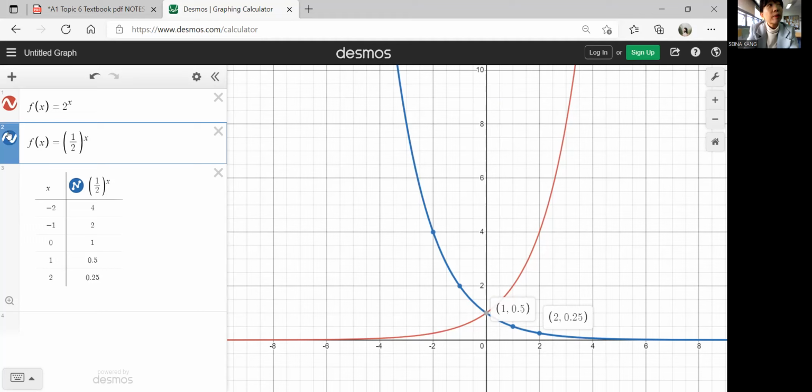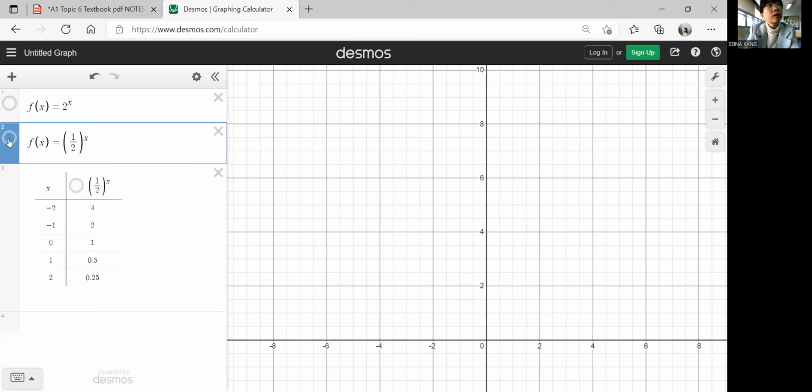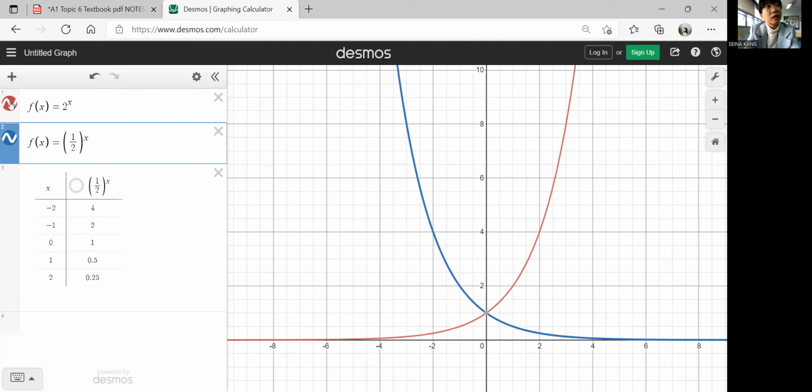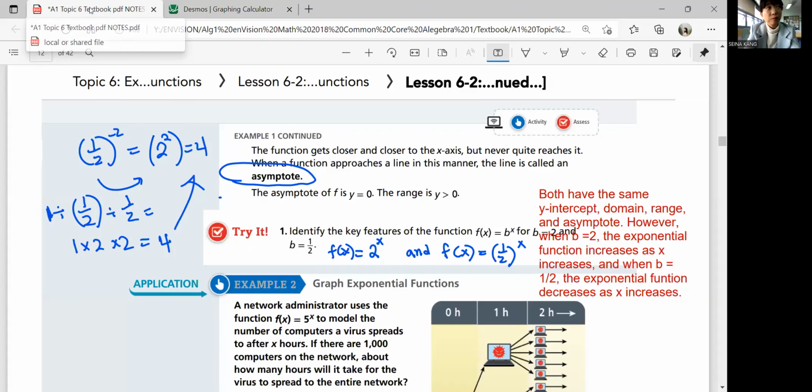But the base 2 graph will increase. So your y values, your function values go up as x increases. So as x becomes bigger, y also becomes bigger, right? But for this graph, when x becomes bigger from left to right, y is decreasing. y becomes smaller and smaller as x becomes greater. So their directions, their end behaviors, are different. Okay, that is example one.